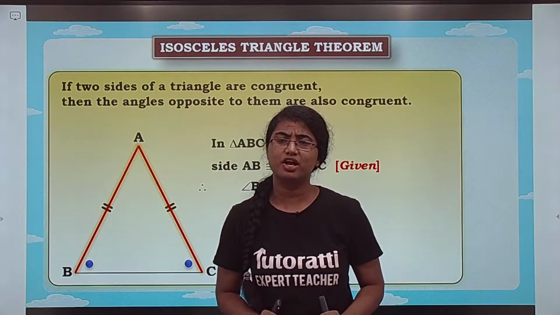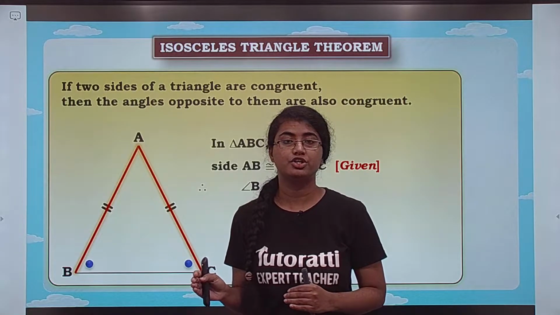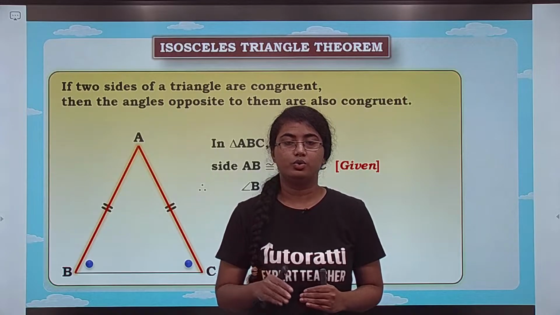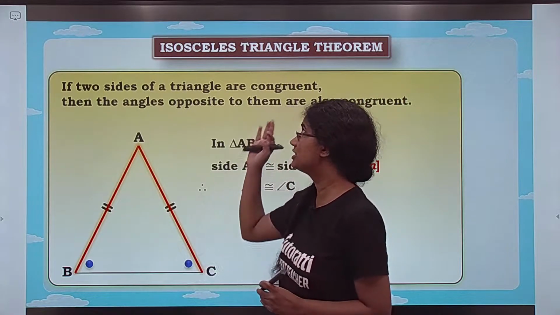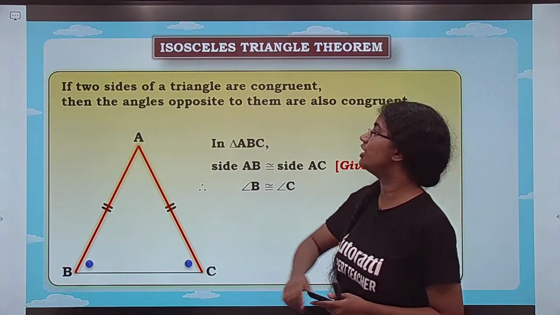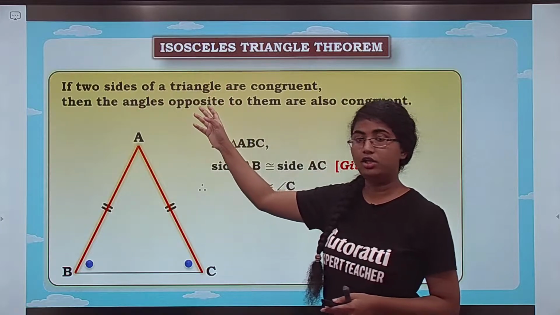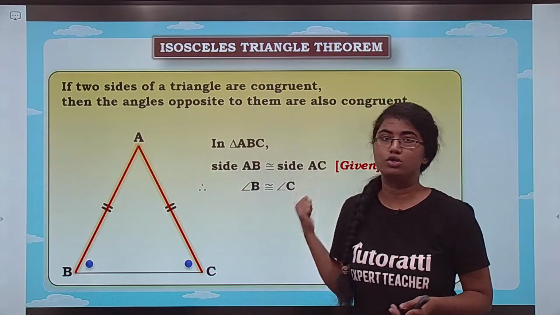What is an isosceles triangle? Anyone? What is an isosceles triangle? It is where two sides are congruent. Excellent. Any two given sides are congruent, then you can say that it is an isosceles triangle. Then what does the theorem talk about? Let's try and understand this. If two sides of a triangle are congruent, then the angles opposite to them are also congruent.